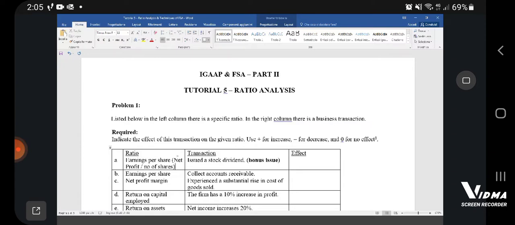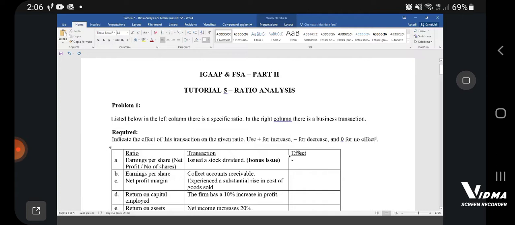If we issue some stock dividend, that means that we increase the number of shares outstanding, but we do not have any change in the net profit. The total effect on the earnings per share will be a decrease in the value. Therefore, we put here a minus to show that most likely this transaction will cause the earnings per share to diminish, to decrease in its value. Is that clear? Okay, we can continue.